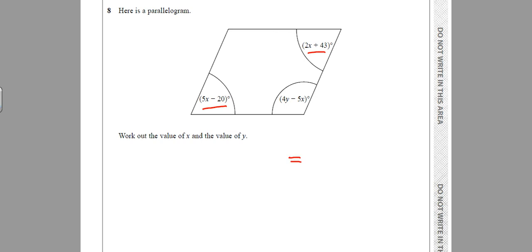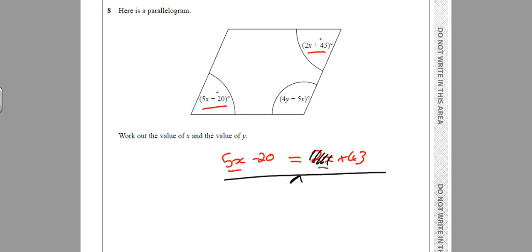Now, in this sort of question, opposite angles in a parallelogram are the same. So if they're the same, that means that 5x minus 20 equals 2x plus 43. So with that in mind, we've got to try and solve this. If I've got 5x and I've got 2x, what I need to do is get all the x's on one side. So I'm going to get rid of 2x on this side, but again, algebra is a set of scales. So if I get rid of 2x on this side, I've got to get rid of 2x on this side, which leaves me with 3x minus 20 equals 43.